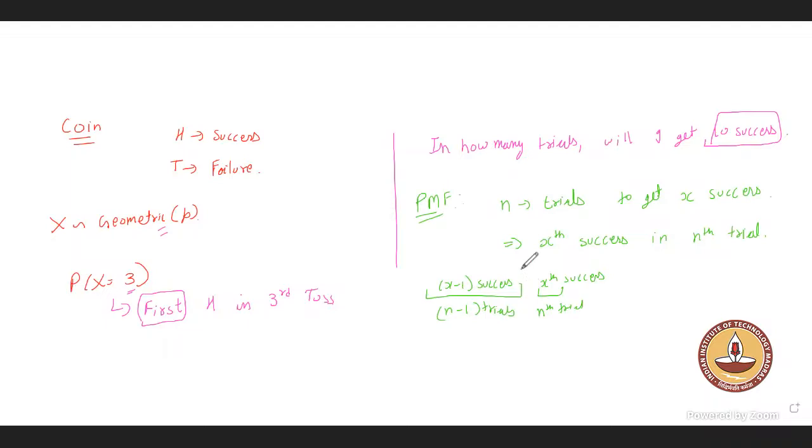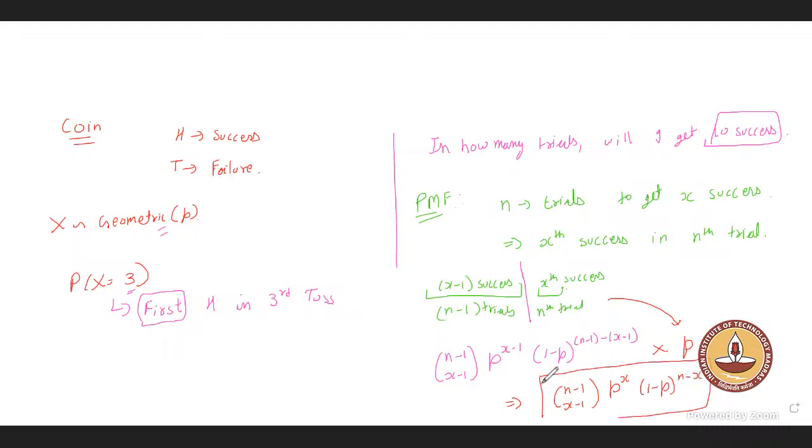If you closely look at the left portion of this line, it is nothing but the binomial distribution. In n-1 trials, I need to get x-1 successes. The failures would be n-1 minus x-1. And then in the nth trial, you need to get a success. The chance of getting a success in one trial is simply p. So if you simplify it, you get this as your PMF for negative binomial. This one gets cancelled out, and this one gets cancelled out by this p.